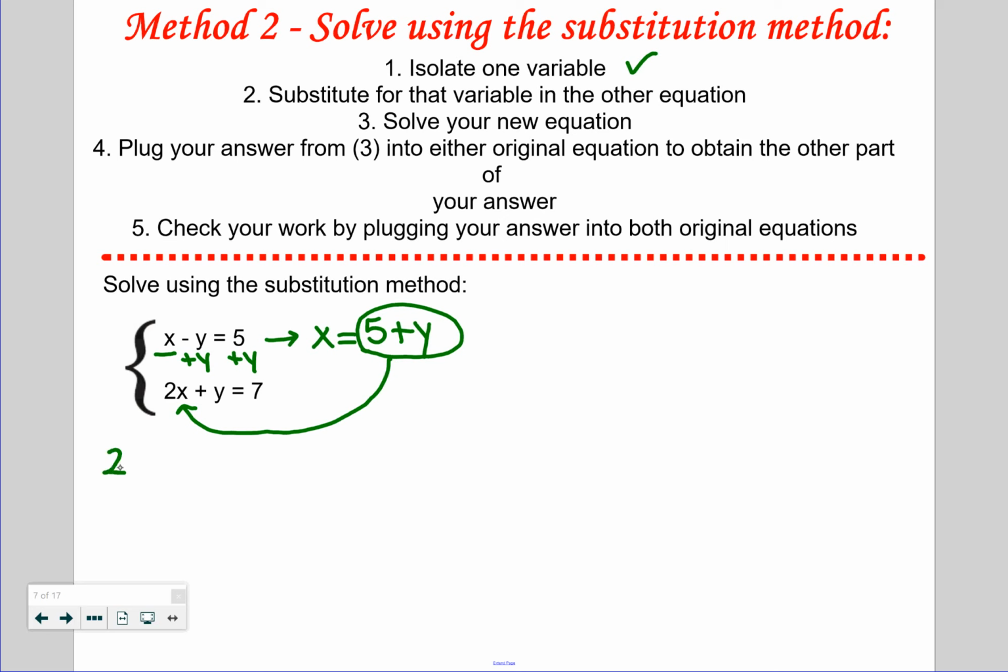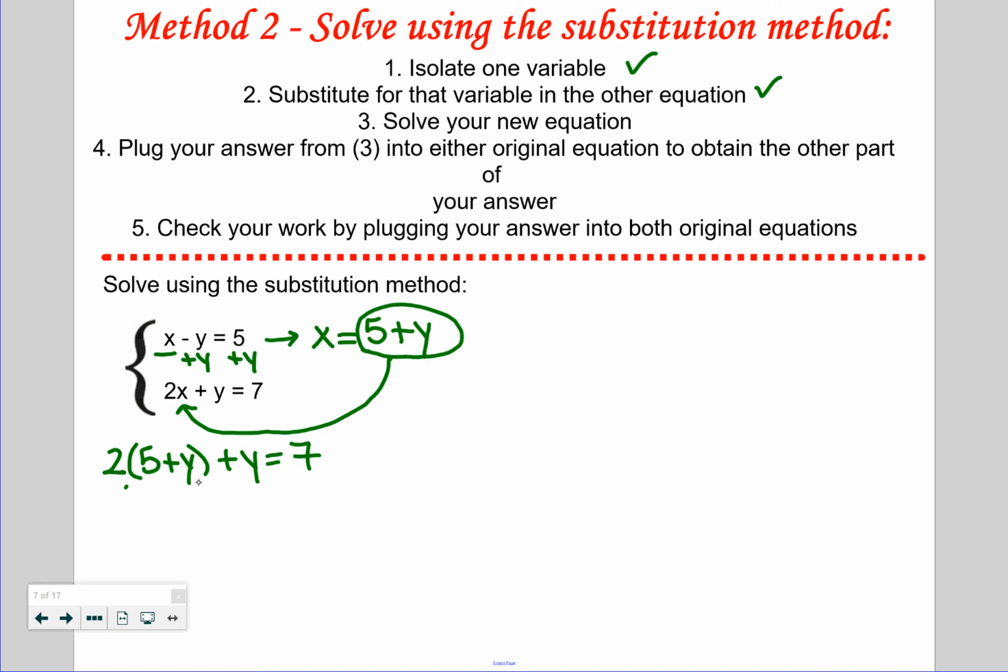Make sure you use parentheses when you substitute. So I'm going to take the x out and replace it with what it's equal to, 5 plus y, equals 7. From there, I'm going to distribute my 2. Actually, hold on. Let me go back here. That's actually the end of step 2.